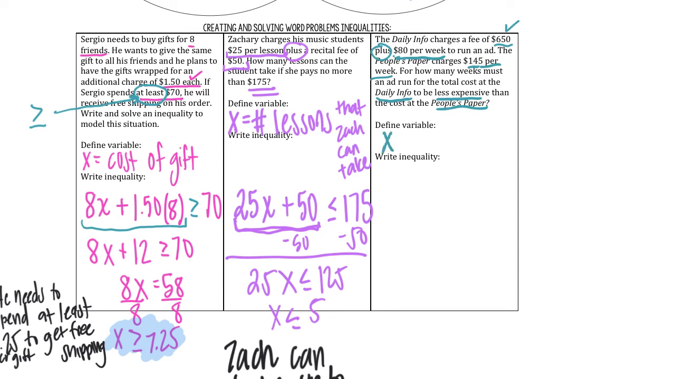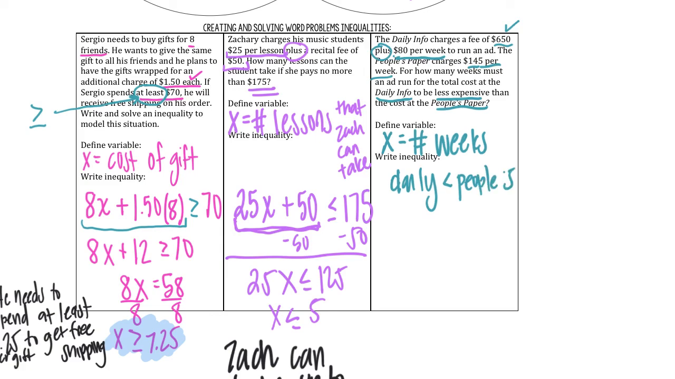First, define your variable, x. If you go back to the question, it says for how many weeks? So x is the number of weeks. We're trying to figure out how many weeks it is going to be for the Daily Info to be less expensive than the People's Paper. So we want Daily to be less than the People's Paper.